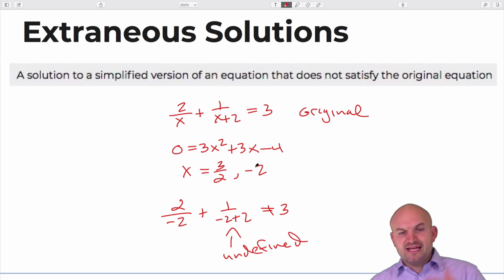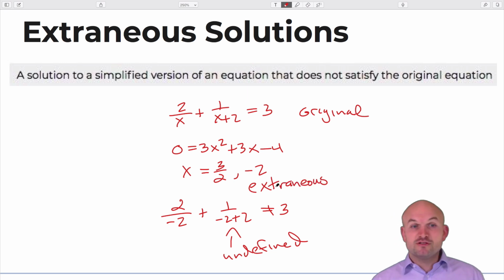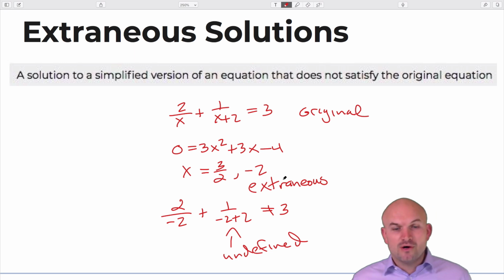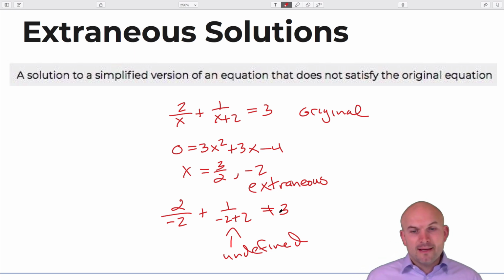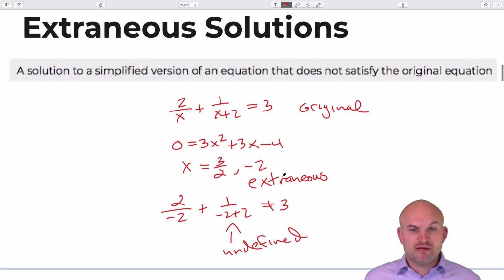So if it satisfies the simplified equation, but it does not satisfy the original equation, that's why x equals -2 is extraneous. And when I say extraneous, it just means it's not a solution at all. Okay, so a lot of times we'll find it as a solution, but if your only answer is extraneous, then you have no solution for your equation. And we will have some problems like that as well.